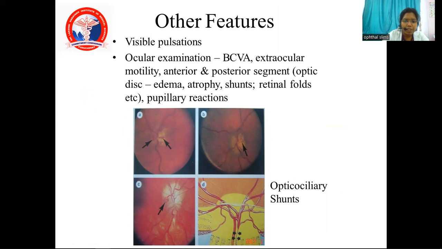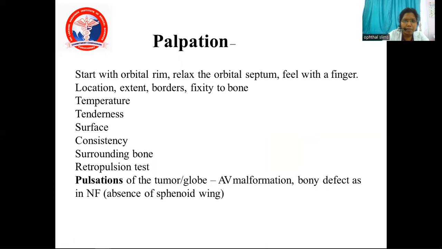On ocular examination, we have to look at best corrected visual acuity, extraocular motility, and the anterior and posterior segments. We have to look for optic disc edema, atrophy, shunts, retinal folds, etc., and pupillary reactions. If there is any nerve compression, there can be anisocoria or the pupillary reactions will be sluggish. Then on palpation, we should start with the orbital rim. We should first relax the orbital septum and feel with the finger.